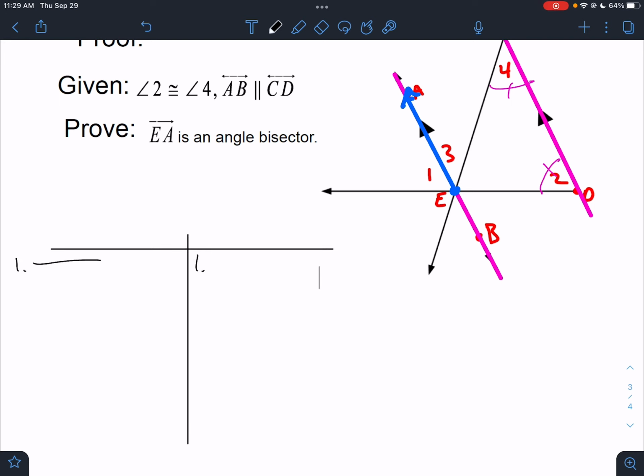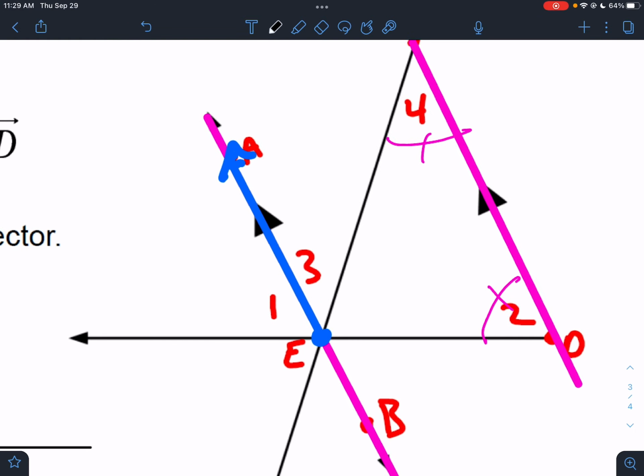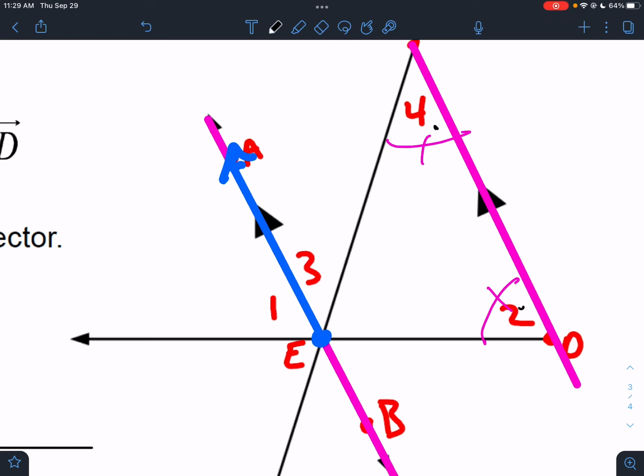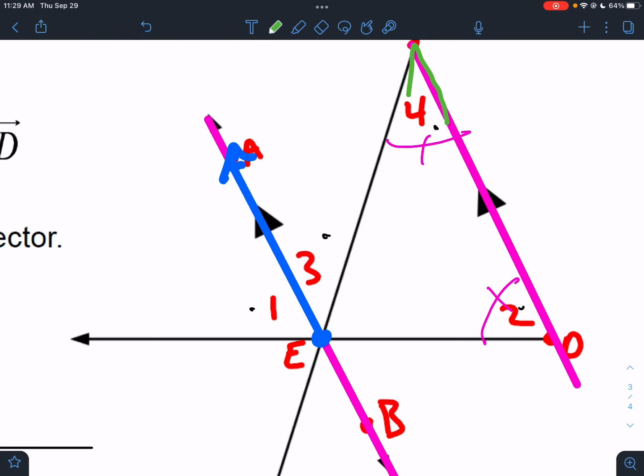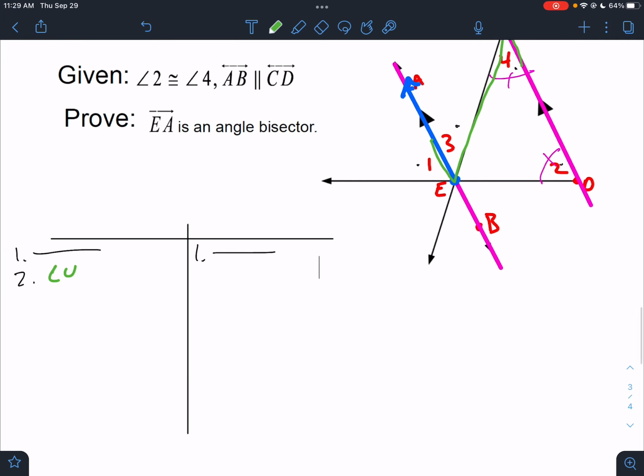So we have all the given. What do we know? So they gave us 4 and 2. We're looking for 3 and 1. Are there connections from 4 and 2 over to 3 and 1? The answer is yes. I'm not going to spend too much time on it. But angle 4, parallel line, I trace it. I know it's the same as 3. So I can say angle 4 is congruent to angle 3. Those are alternate interior angles. That's the alternate interior angle theorem.